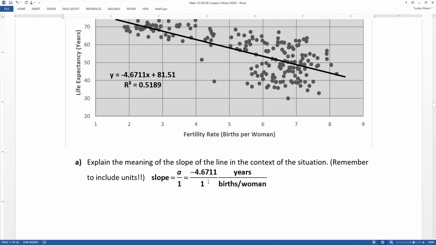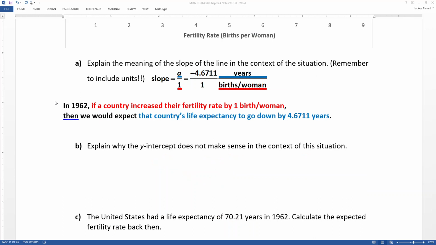We're saying, look, if the births per woman increases by 1, then the years, the life expectancy, is expected to go down by 4.6711 years. To keep with the color coding we used before, the x I will do in red here. So the 1 is in red. So this phrase right here explains the x equals 1. So if a country increases their fertility rate by 1 birth per woman, then we would expect that country's life expectancy, that's the y variable right here, to go down by 4.6711 years.